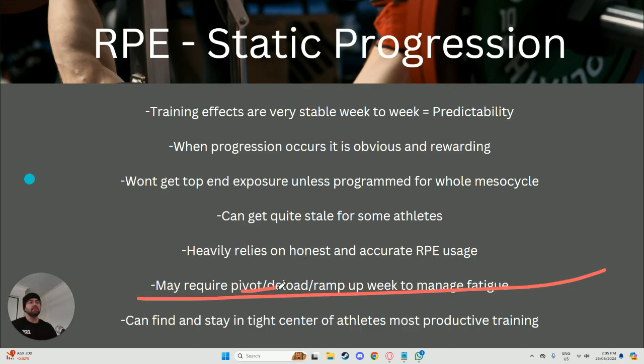It may require a pivot, deload, or ramp up week to manage fatigue. If we've trained at a certain intensity level for 5 to 6 weeks in a row, we would assume that fatigue is going to accumulate over that time. At some point, that fatigue is going to have to be dissipated for us to continue to perform well.